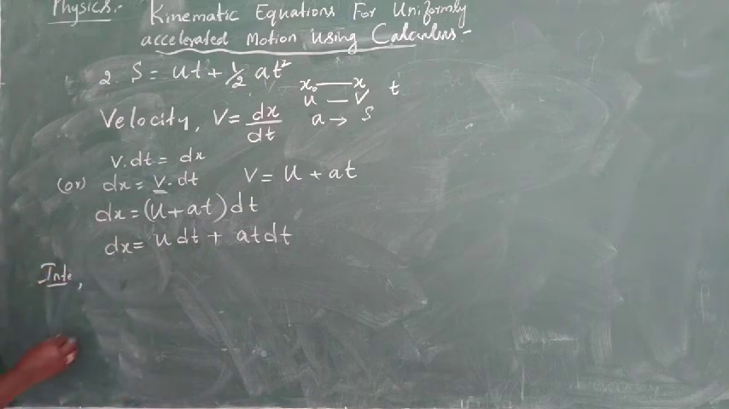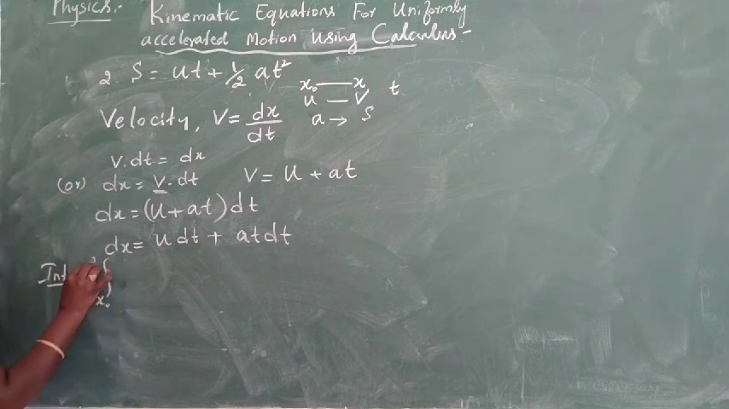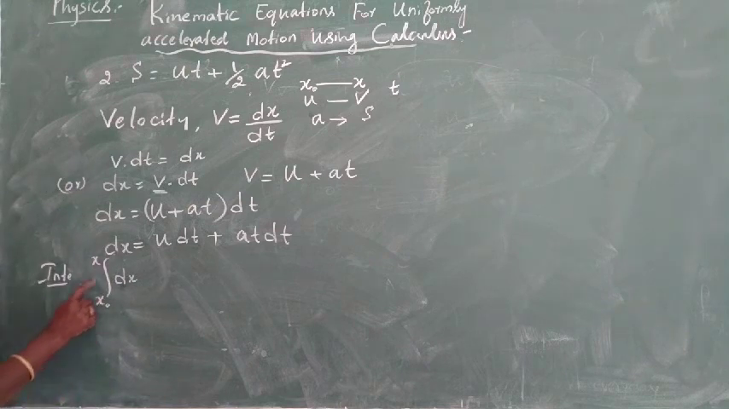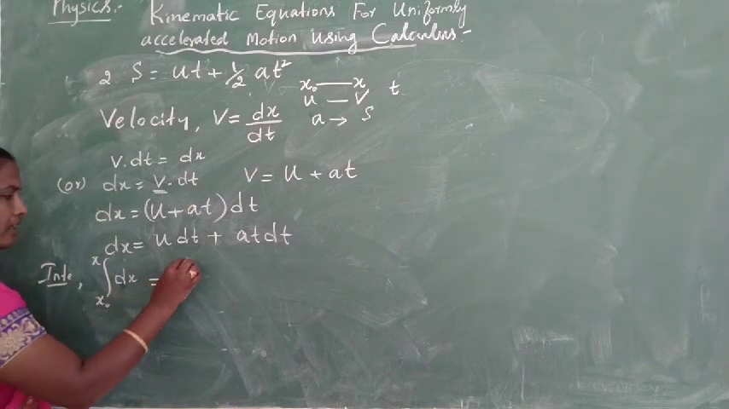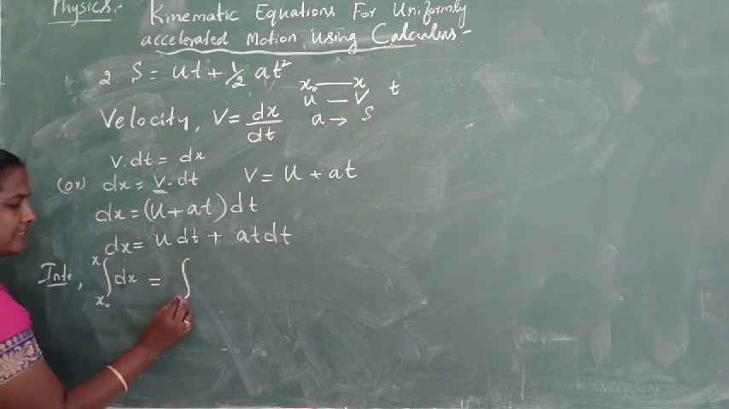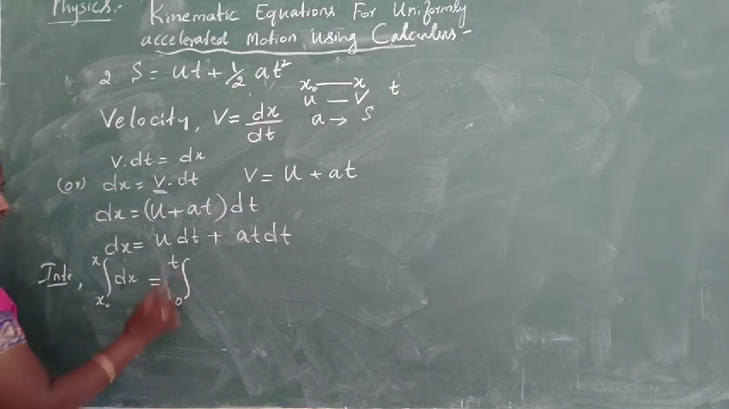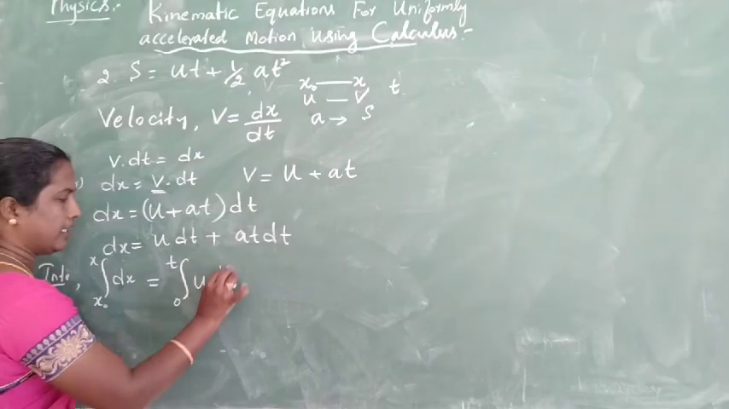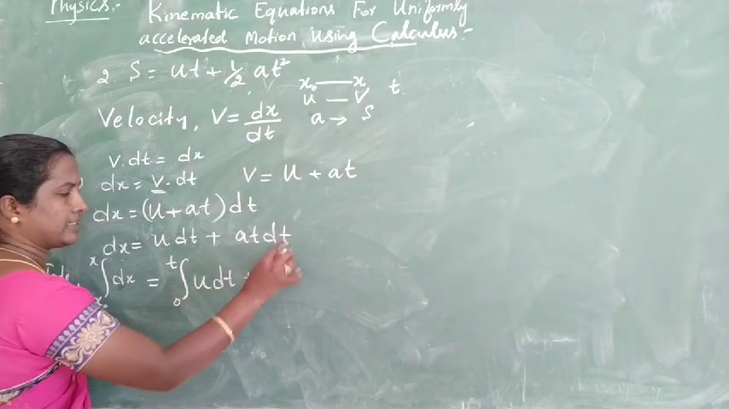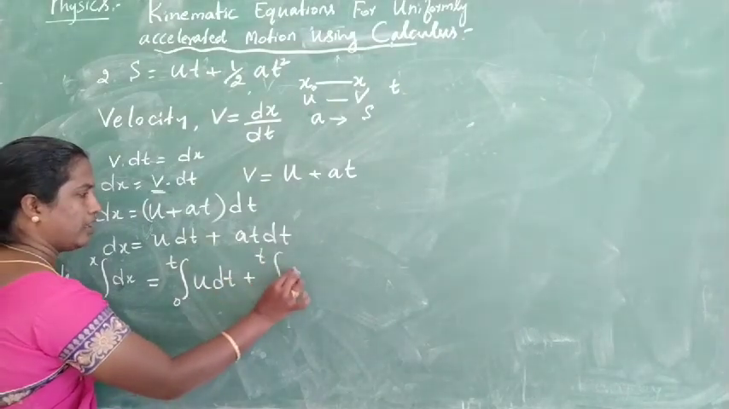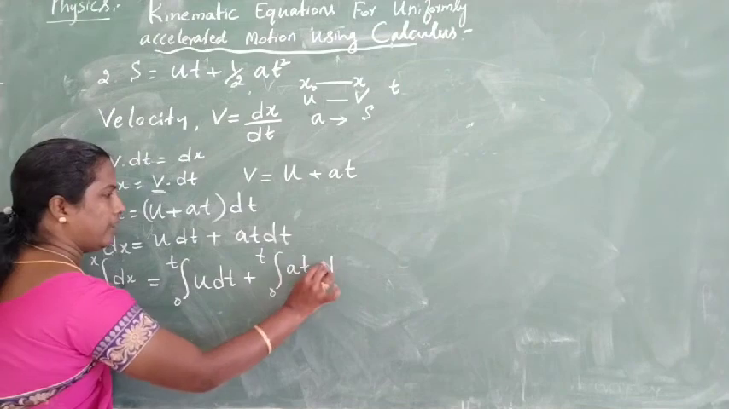this equation, that means the integration symbol. This one we know: x naught to x, dx. Position changes from x naught to x, which is equal to the integral of time, there is 0 to t, of u into dt, plus here also time 0 to t, of a into t dt.